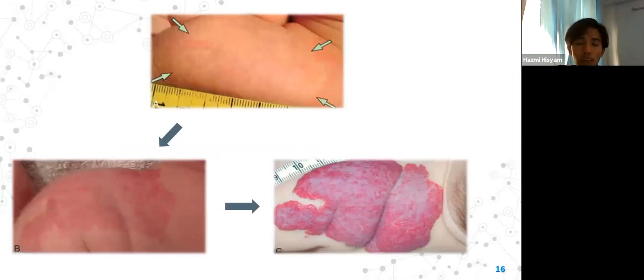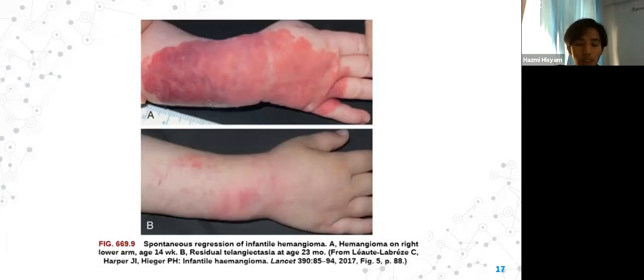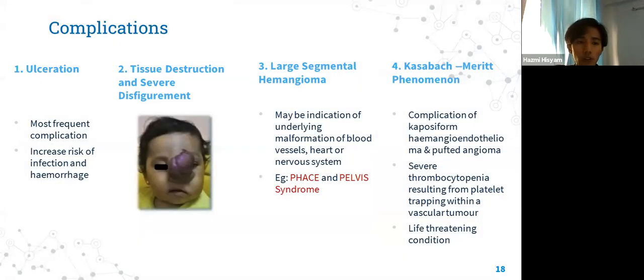I want you to appreciate the upper picture, which shows the precursor lesion for hemangioma. So you can see the pallor, which is clearly demarcated. And this picture shows how hemangioma usually regresses in a non-complicated case. So now we move to complications of hemangioma.